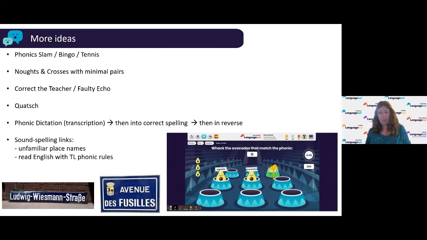And then generally, I'm just going to absolutely flood you with lots and lots of ideas, hopefully as practical as possible, and I hope there'll be things that you can do with your students. Phonics Slam, so lots of you will play Slam already.